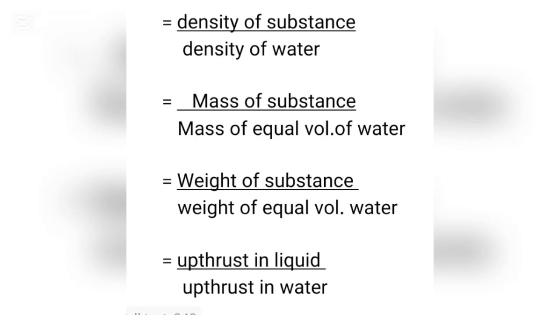The relative density of a substance is defined by the ratio of the density of the substance to the density of water, or mass of substance to mass of equal volume of water, or weight of substance to weight of equal volume of water, or upthrust in liquid to upthrust in water. Relative density is also known as specific gravity. The word gravity implies weight. The term relative density is recommended rather than specific gravity at this present time.